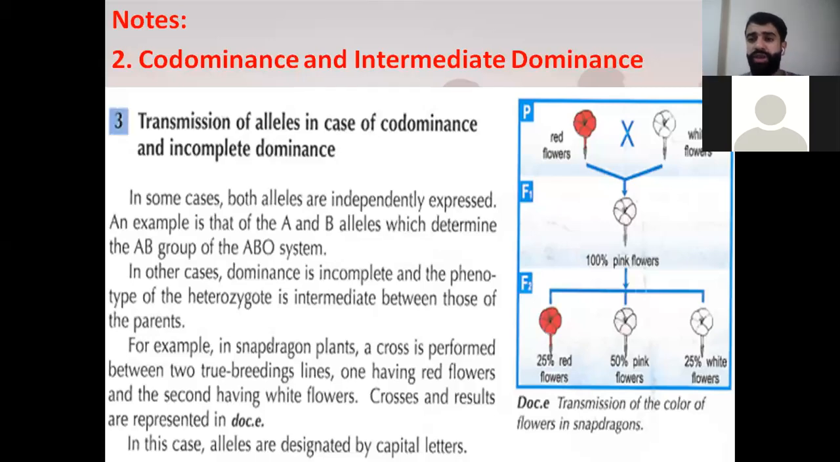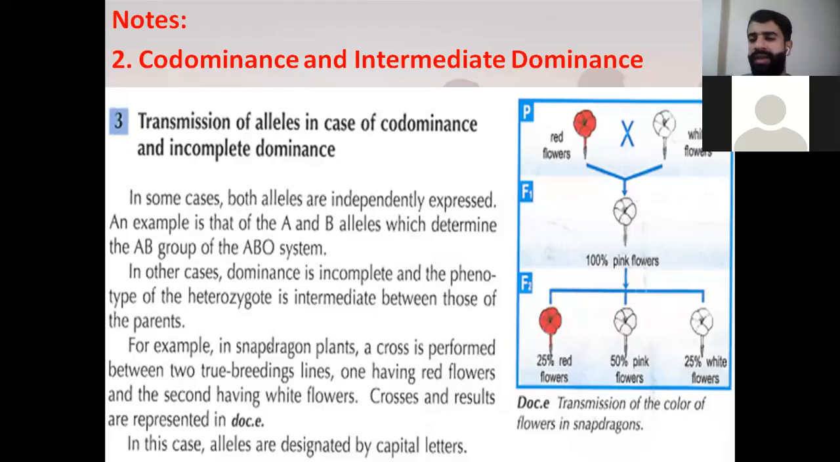While for intermediate dominance, I have, for example, a red and a white, and we get a pink, like in the case of snapdragon plants. So this is the case of intermediate dominance, also called incomplete dominance. And also both alleles are dominant.